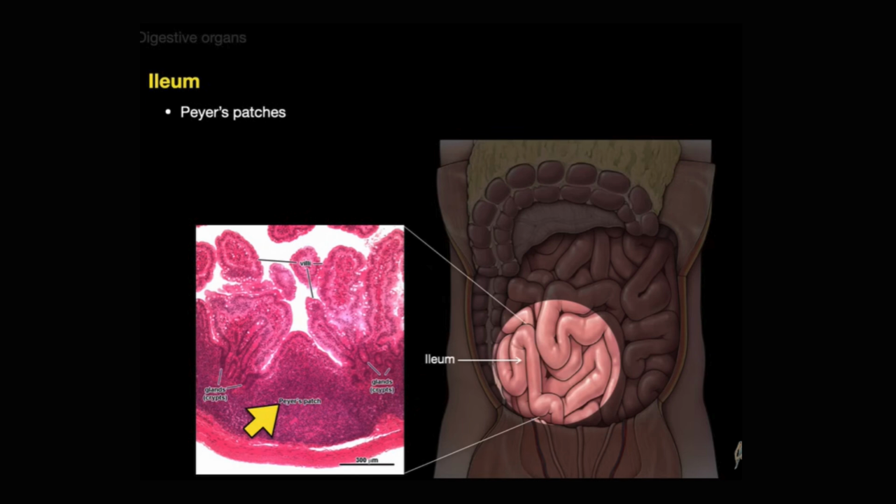Okay, so the ileum consists of Peyer's patches. Peyer's patches are made out of dense lymphoid nodes in the lamina propria. They are primarily found in the distal ileum. The function of these is to help monitor intestinal bacteria and facilitate the immune response.